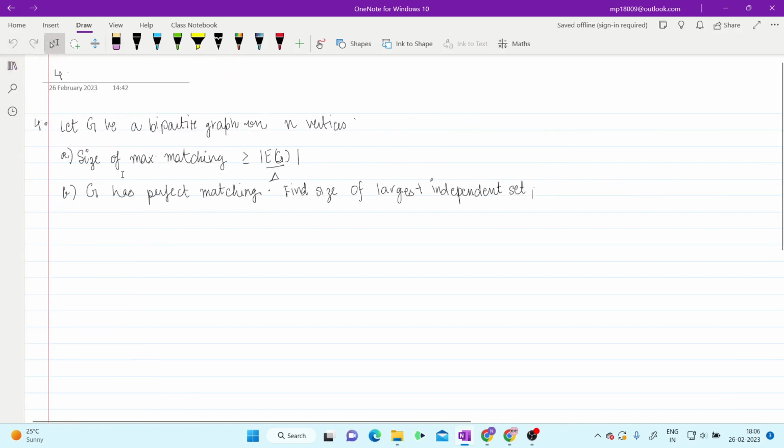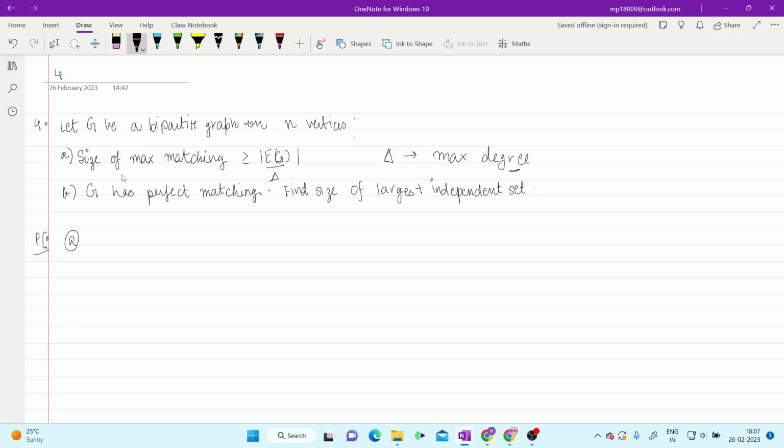Now the next question is that G is a bipartite graph on n vertices. We have to show that the size of the maximum matching is greater than or equal to the total number of edges divided by delta. Here delta is the maximum degree. So let's prove the A part. First of all, G is a bipartite graph.